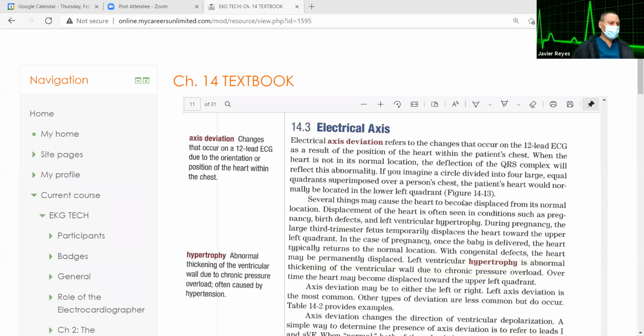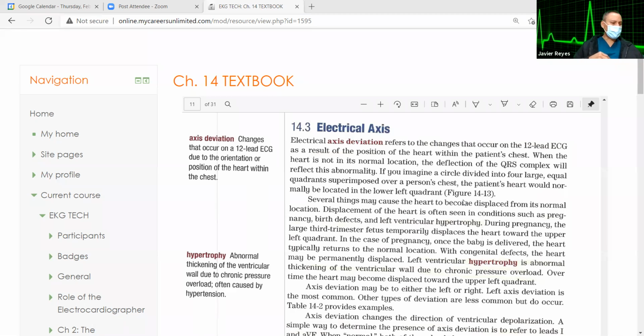Okay, so the last section on chapter 14.3 deals with the electrical axis. What is an electrical axis? What it means is that, as you remember, electricity usually flows from the right atrium down towards the left ventricle, at an angle. It doesn't go straight down, and it doesn't go sideways. Most of the electrical activity flows down the electrical pathway, but at the same time it also shoots out to the sides. When the SA node fires, electricity doesn't just go down the pathway; it goes to the left atrium as well.